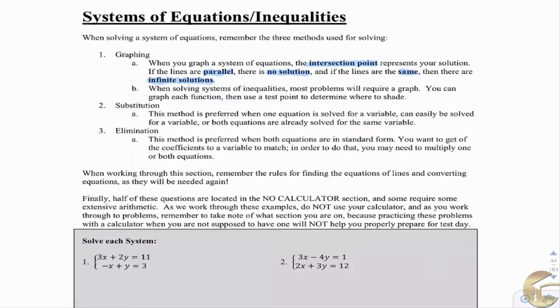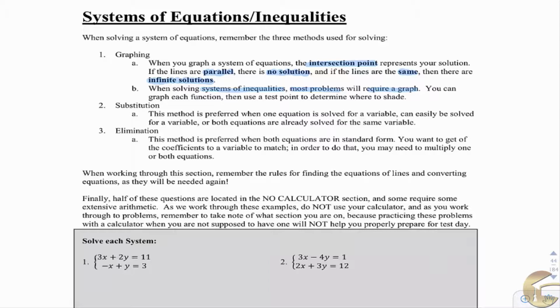So point B is when solving systems of inequalities, most problems will require a graph. Not all, and you'll see the scenarios where it doesn't require a graph as we go through our examples. But other than that one example I'll show you, usually if you see a system of inequalities, you're going to have to solve by graphing, because solving systems of inequalities requires shading, and it's a whole region of answers. So you can't find a region algebraically, you have to be able to see it and show it.